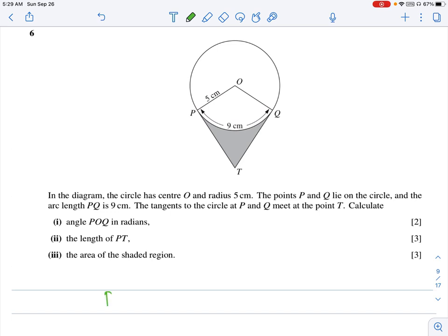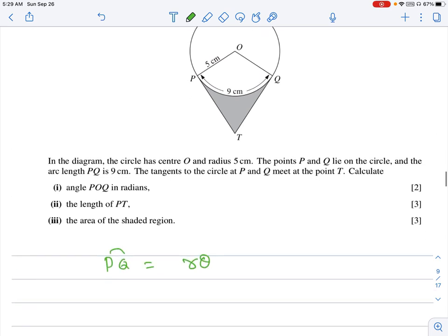The length of the arc PQ is equal to r theta, that is the formula. It is 9, r is 5 and theta we don't know, which implies theta is equal to 9 upon 5, which is 1.8 radians. Radians, don't forget to write radians.